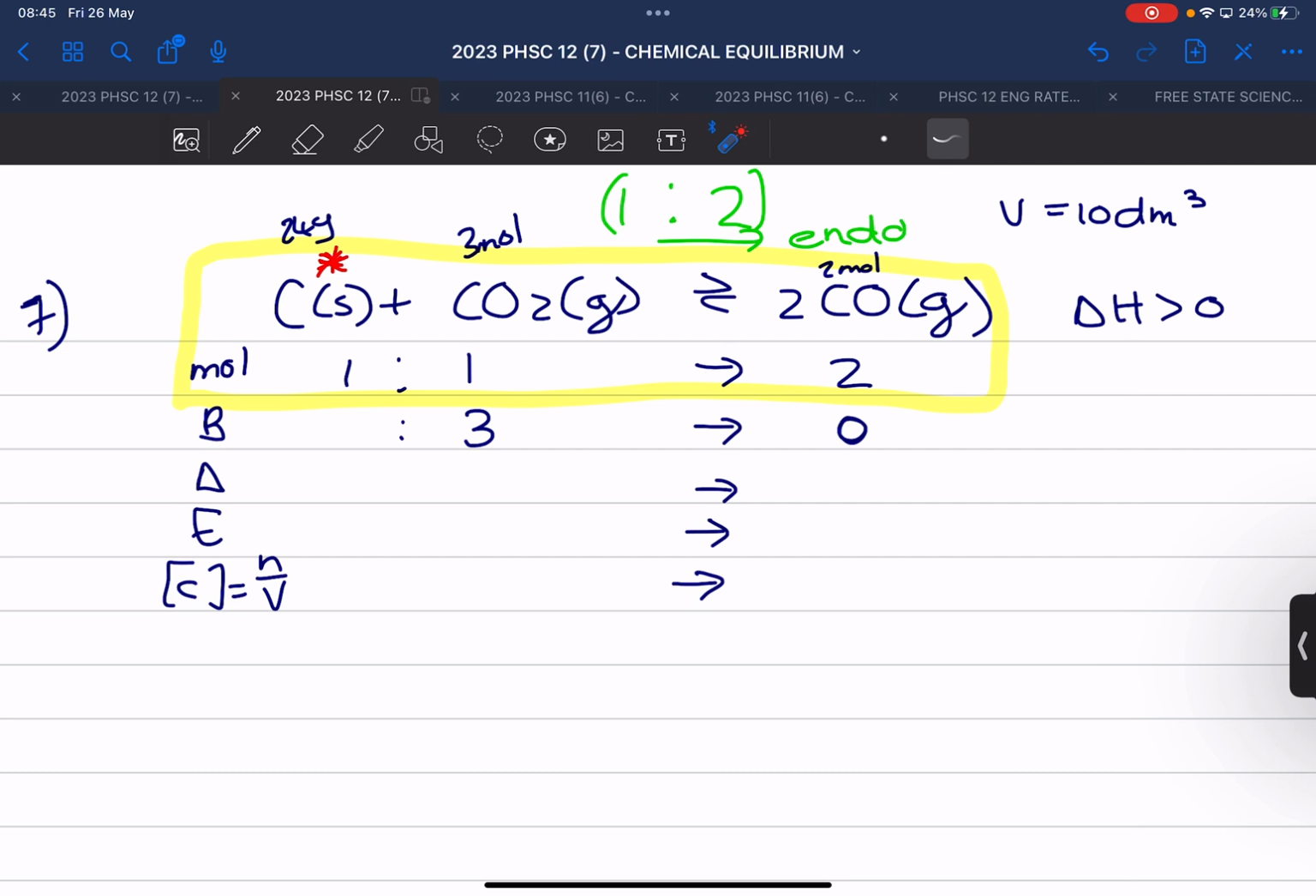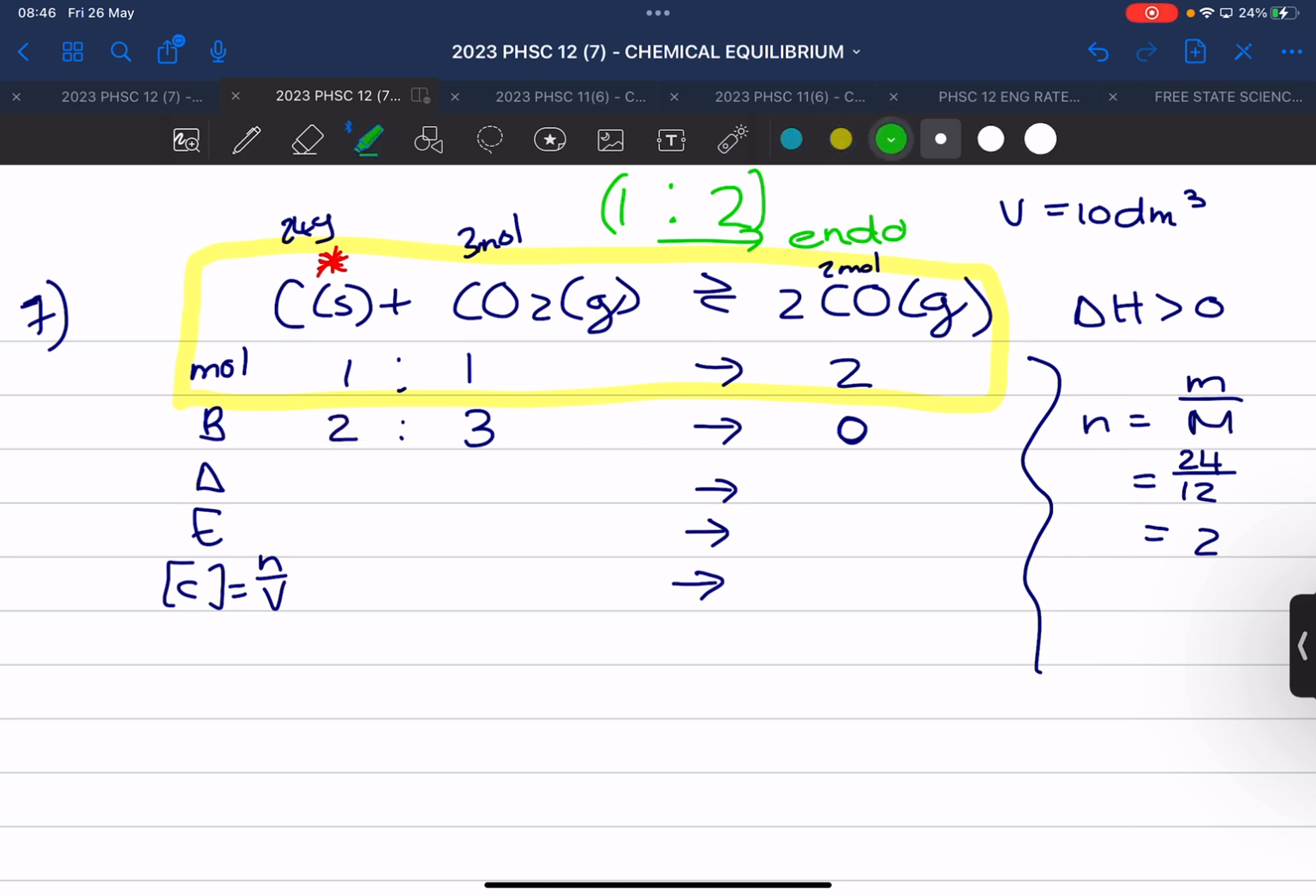Can I fill in the 24 grams in there? No, I must convert it to moles first. Mole is mass over molar mass. Remember to show the formula, you get a mark for the formula. The molar mass of carbon is 12, so that gives you 2. So that 2 is that 2 there. Right, and at the end we have 2 moles.